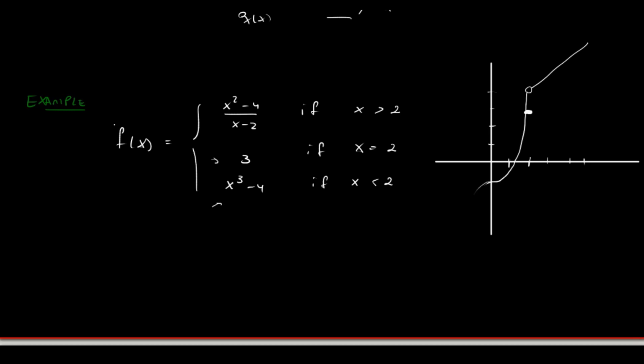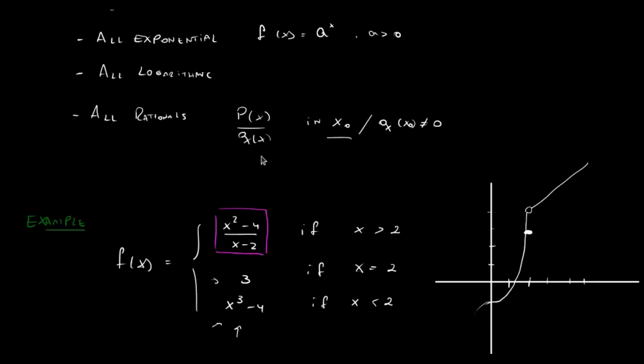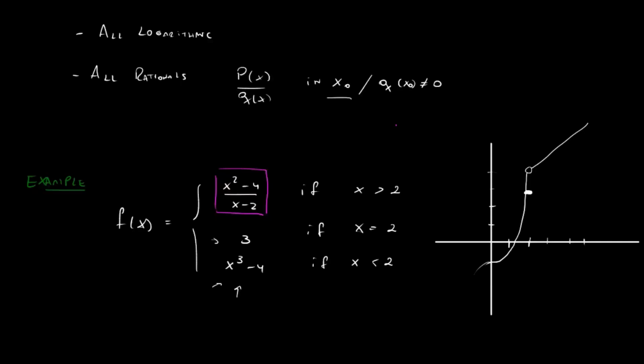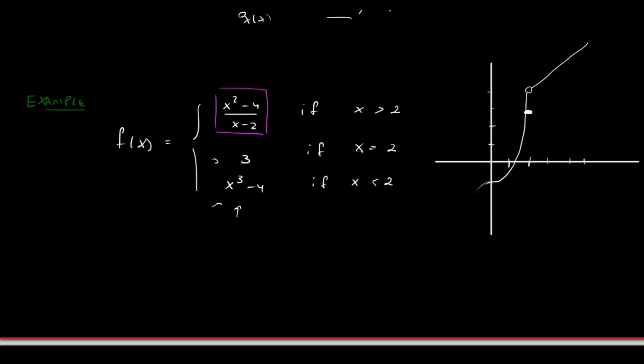And there are a few things we know about this function when we look at the definition. Here we have x squared minus 4 divided by x minus 2. We know this is a rational function, so we said here that this function was continuous when the denominator was different to 0. The denominator here is 0 when x equals 2, and we have this function when x is greater than 2, so this pink line is always continuous.